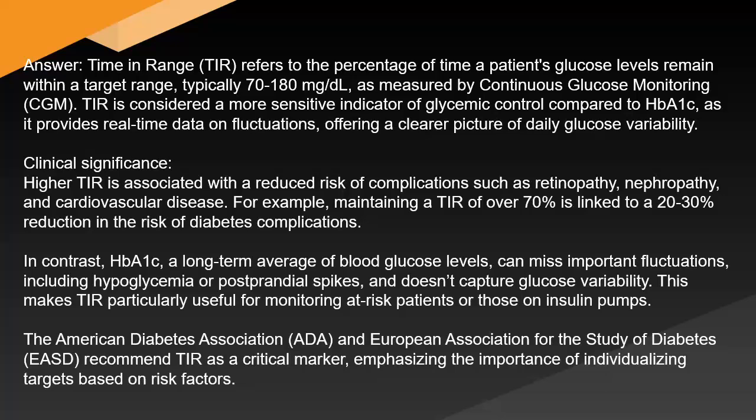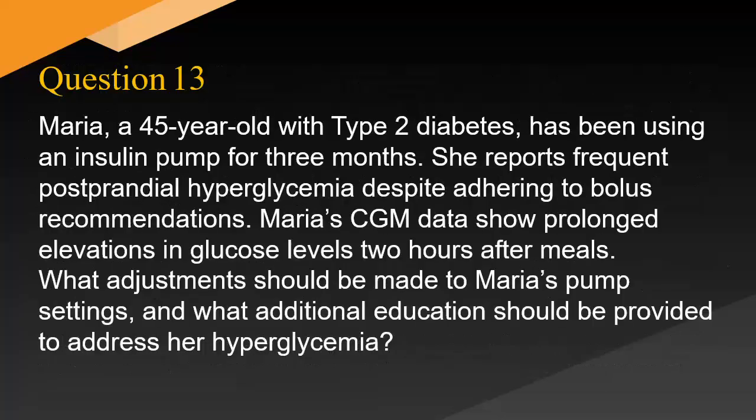The American Diabetes Association (ADA) and European Association for the Study of Diabetes (EASD) recommend TIR as a critical marker, emphasizing the importance of individualizing targets based on risk factors. Maria, a 45-year-old with type 2 diabetes, has been using an insulin pump for 3 months.